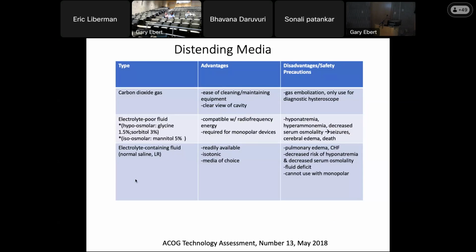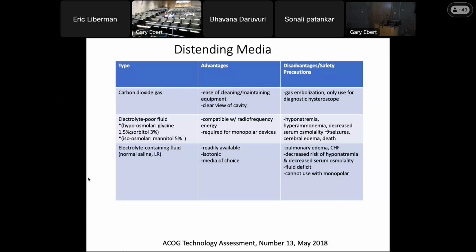When people use monopolar energy for resectoscopes, it's important you actually use glycine or an electrolyte-poor solution. The problem with this is that it can very easily lead to hyponatremia, and it's obviously not good.